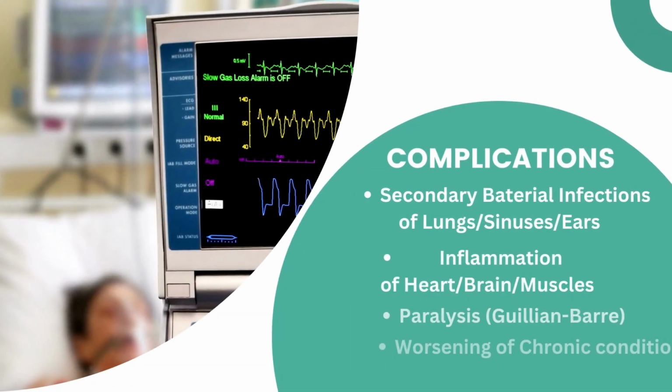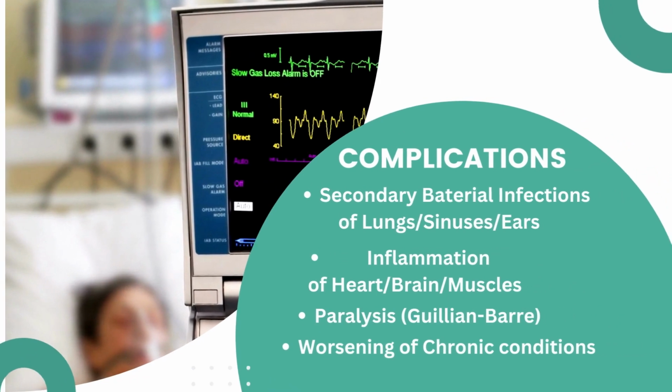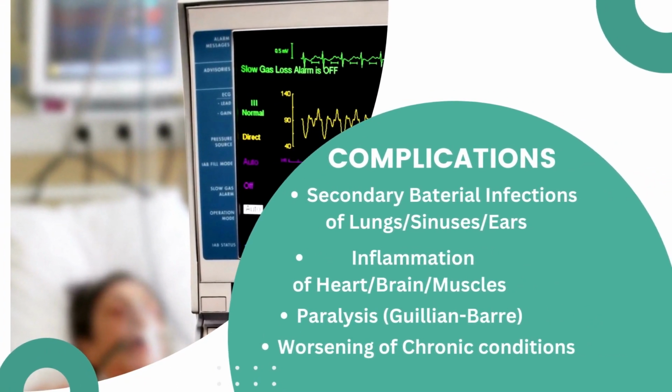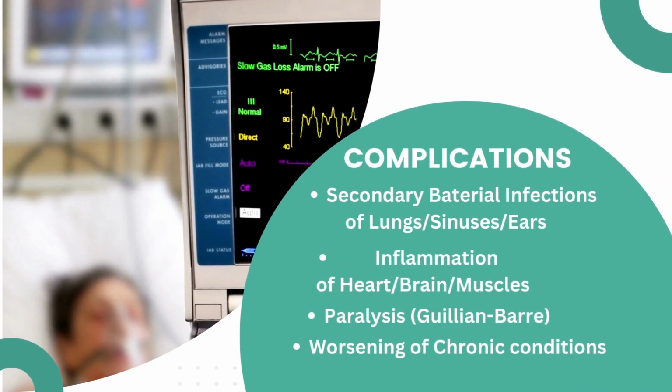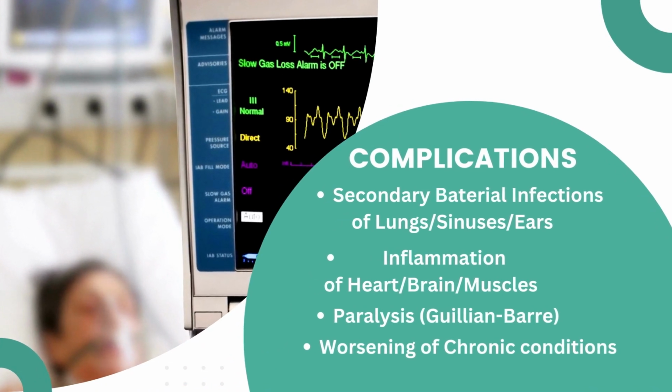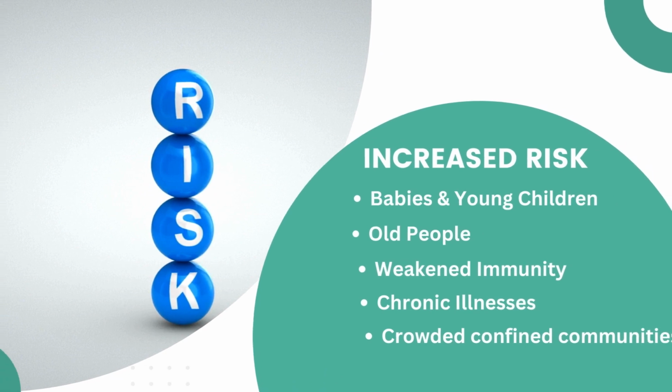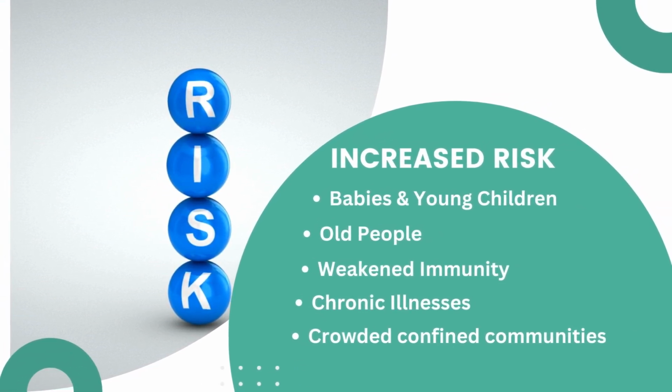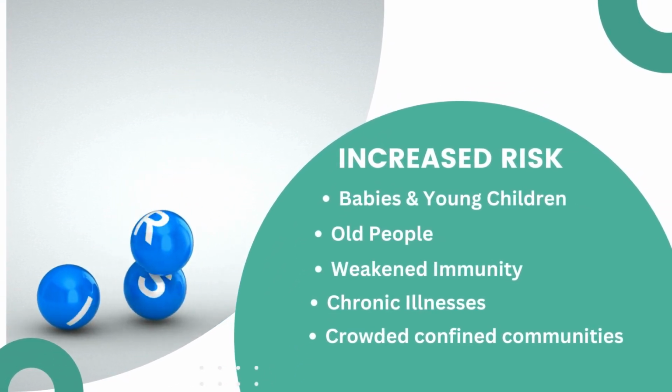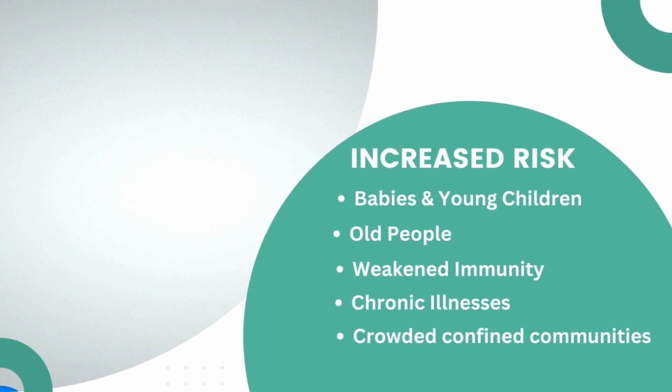Flu can have deadly complications like secondary bacterial infections of lungs, sinuses or ears, inflammation of heart, brain or muscles, paralysis or worsening of chronic conditions. At risk for serious or complicated flus are babies, young children, old people, those with weak immunity and chronic illnesses, and those living in crowded confined communities.